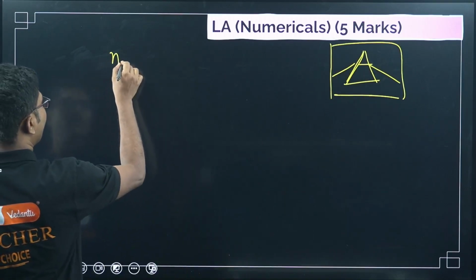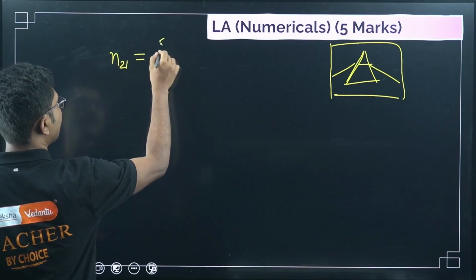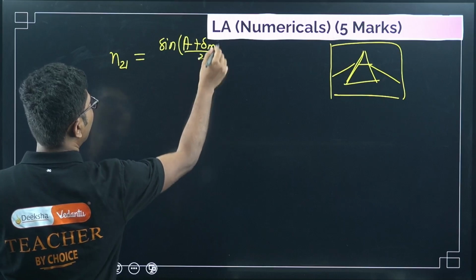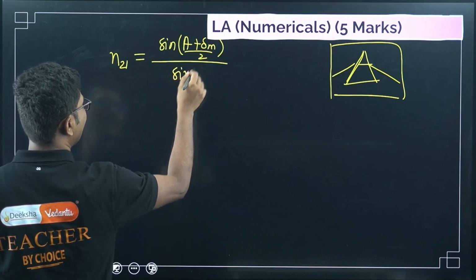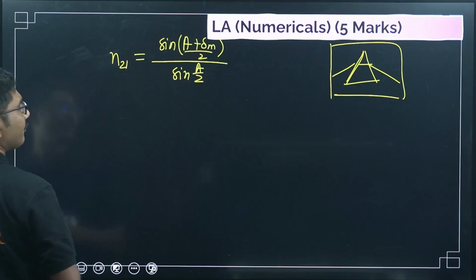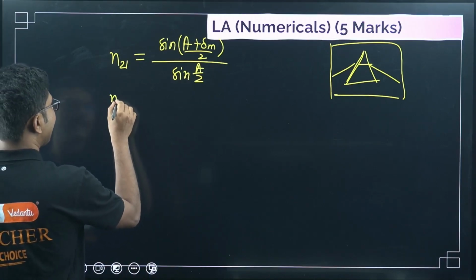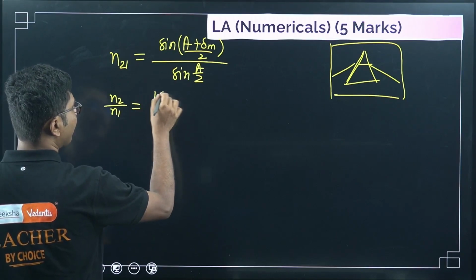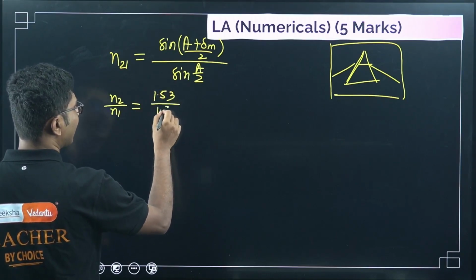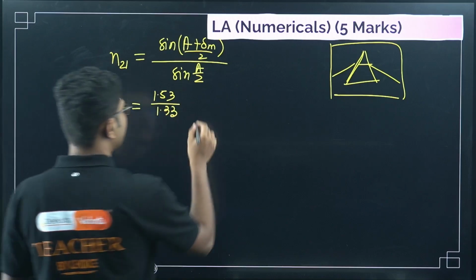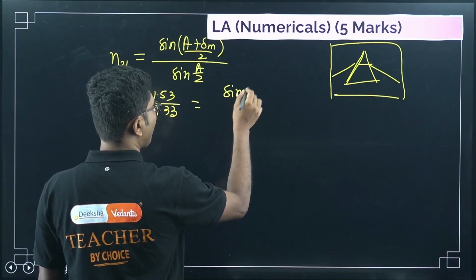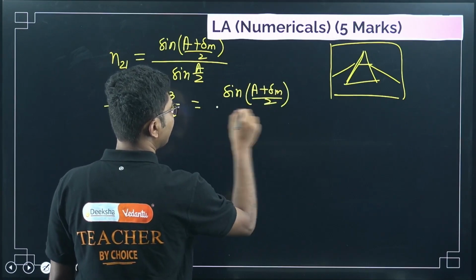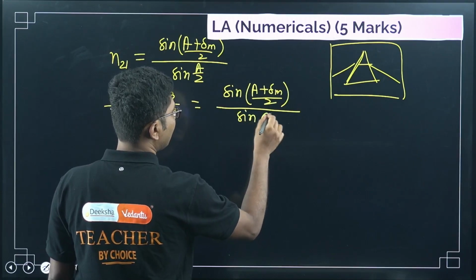Now we know that the formula is n21 equals sine of (A plus delta m) by 2, divided by sine A by 2. What is the meaning of n21? It means n2 divided by n1. n2 we have already calculated as 1.53, and n1 is given as 1.33. So this equals sine of (A plus delta m) by 2, divided by sine 30 degrees.